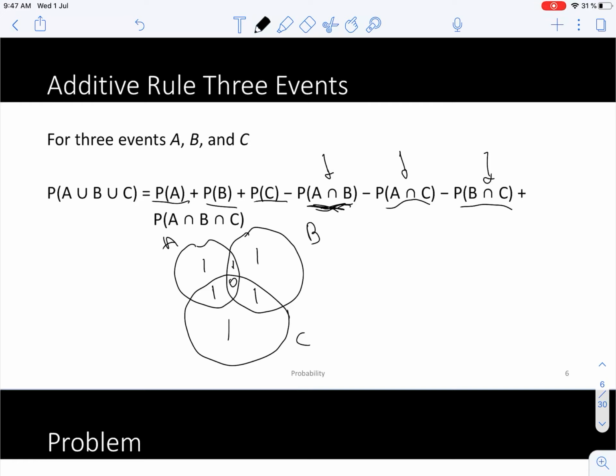Why is it a problem? Because we want every single region to be added one time, right? Therefore, that's why we have plus the triple intersection. So instead of 0, we go back to the number 1. And that's it. That's why the equation works, right? We add the three events, then we remove the intersections of each pair, and at the end we add the triple intersection.